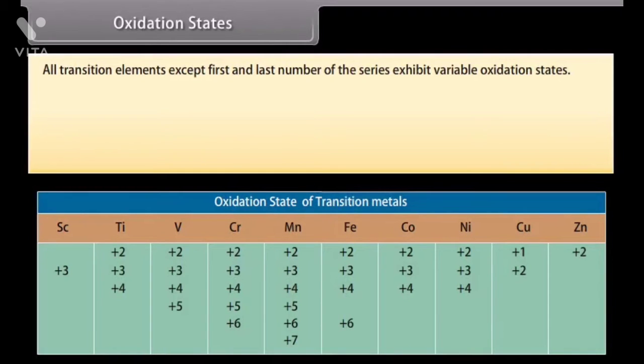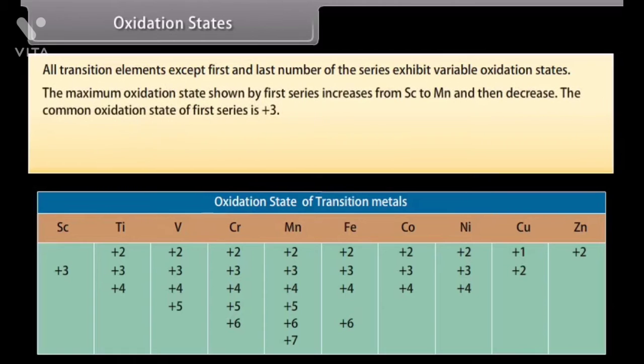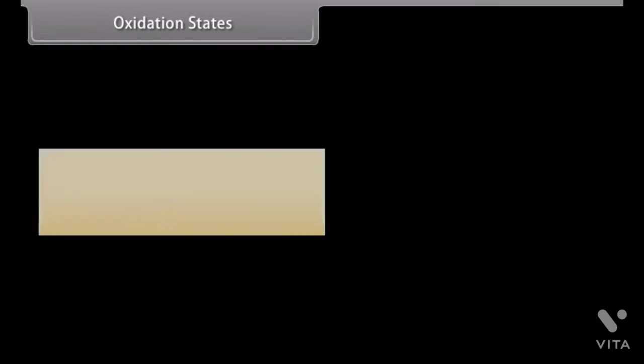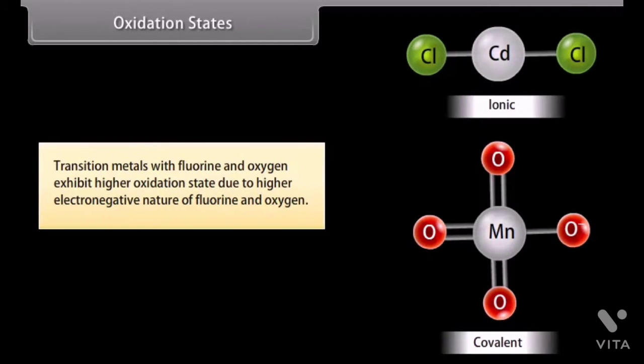Oxidation states. All transition elements except the first and last member of the series exhibit variable oxidation states. The maximum oxidation state shown by the first series increases from scandium to manganese and then decreases. The common oxidation state of the first series is +3. The compounds of transition elements in lower states +2 and +3 are mostly ionic and of higher oxidation states are covalent. For example, ZnCl2 and CdCl2 are ionic in nature and Cr2O7 2- and MnO4 - are covalent in nature. Transition metals with fluorine and oxygen exhibit higher oxidation states due to the higher electronegative nature of fluorine and oxygen.